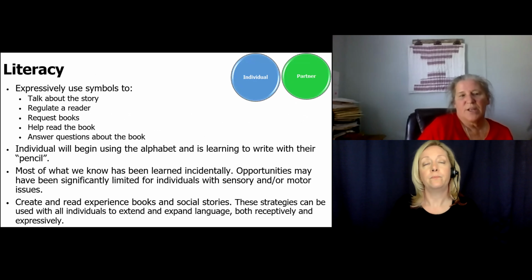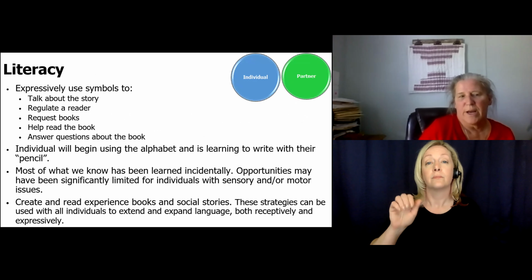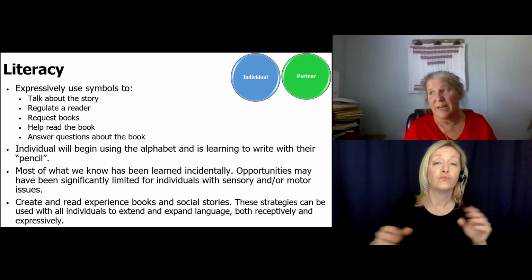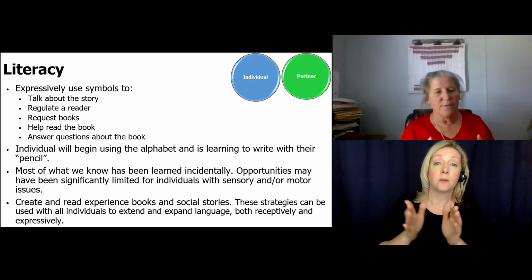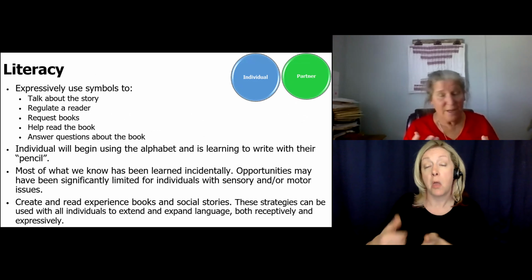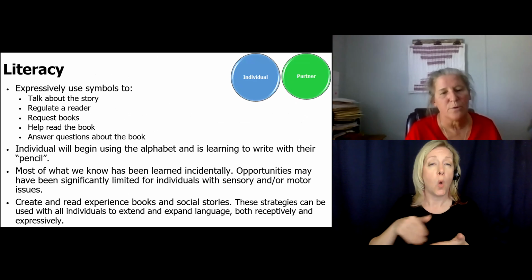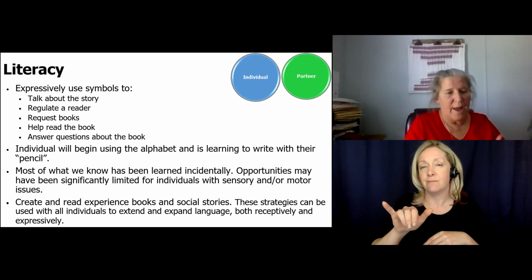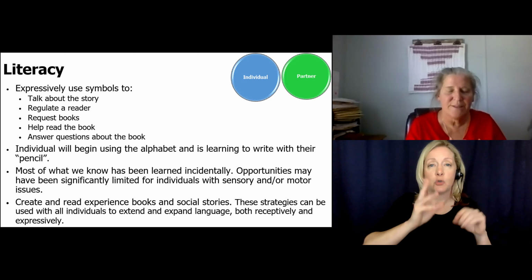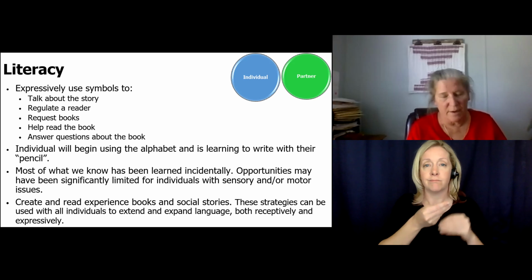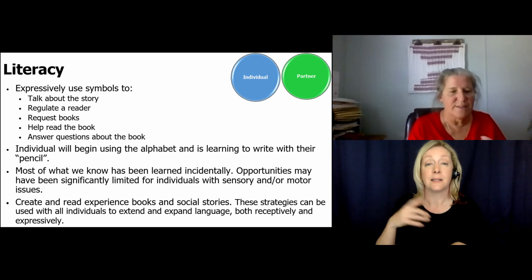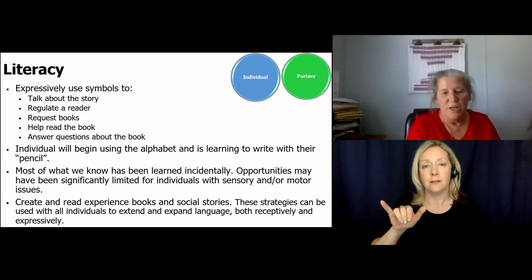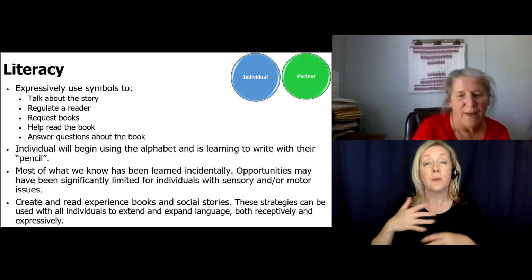We're going to expressively use symbols to talk about a story or regulate a reader. We're going to request, maybe they'll request books, or maybe they need help reading the book. A lot of times with our learners with special needs, they haven't had this early literacy that most of us have done with our kids. They haven't necessarily, because other things have happened. Maybe they've spent a lot of time in the NICU, or maybe other things have overridden that just sitting down with a child and reading a book just for that bonding opportunity and that kind of thing.